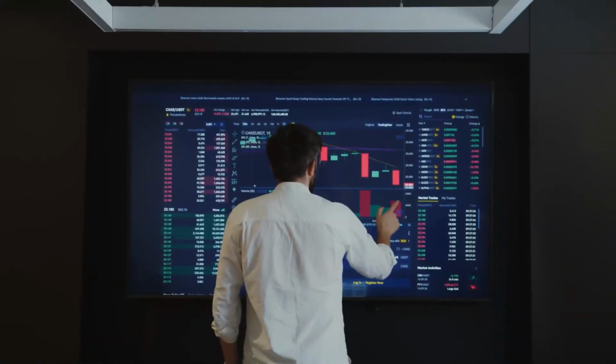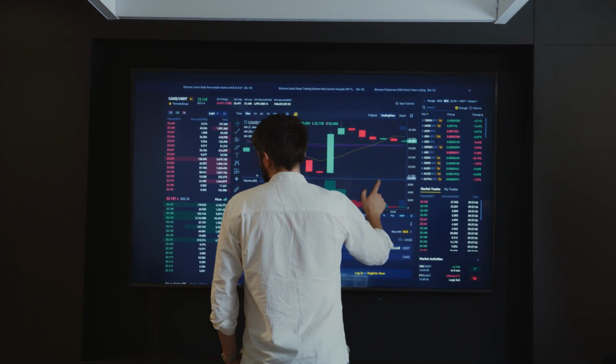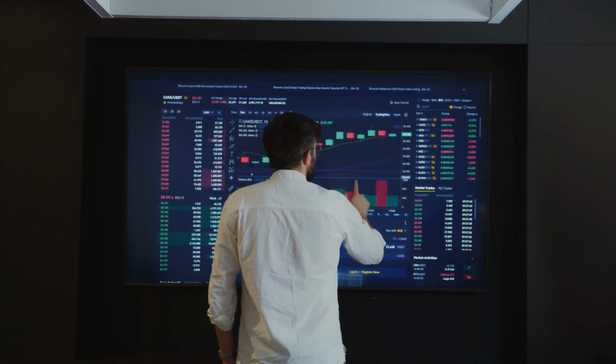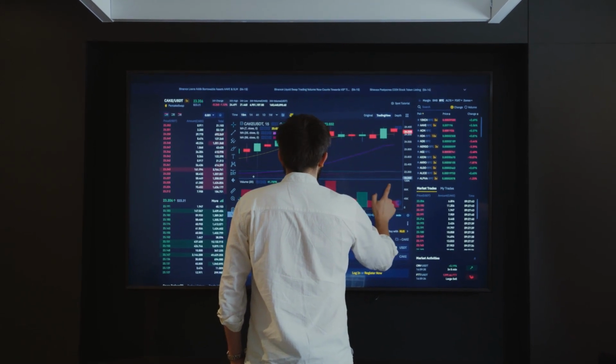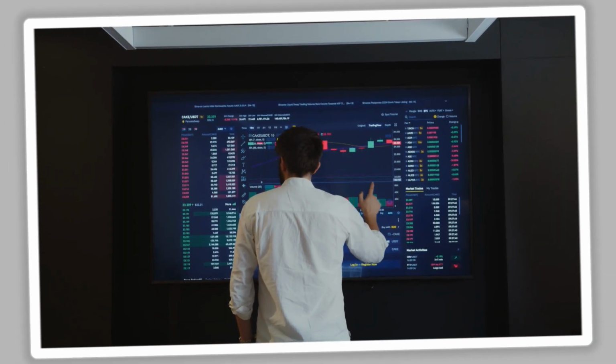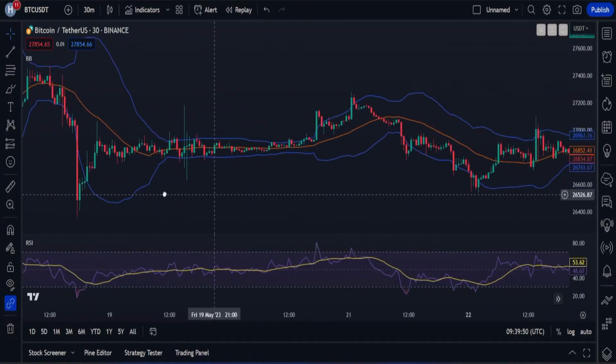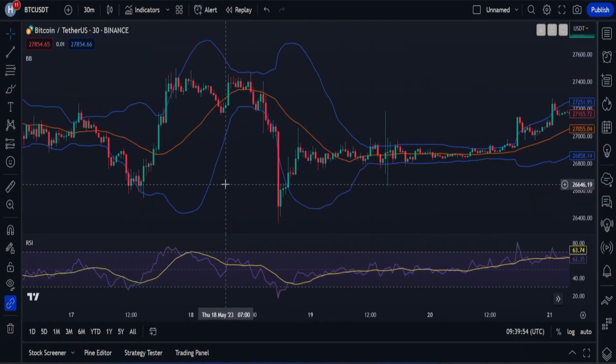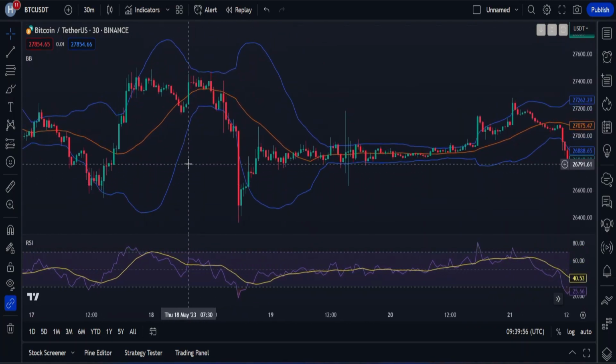So get ready to discover a strategy that not only empowers you with clear entry and exit signals, but also provides a solid foundation for profitable trades. Let's dive in. So I'm in Tradingview, and this is what our chart is going to look like when we are done setting up our indicators. This is a simple, easy-to-use strategy that has a pretty high success rate if you use it correctly. Well, enough talk. Let's get straight to it.